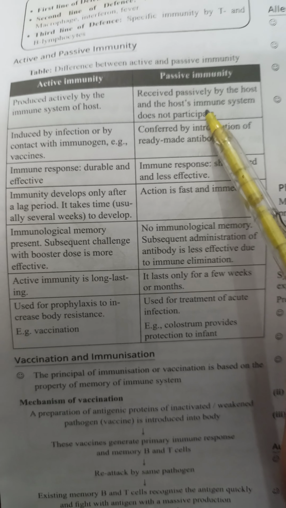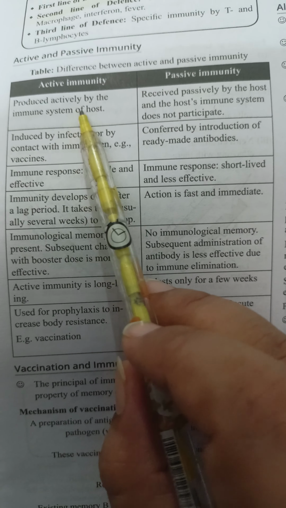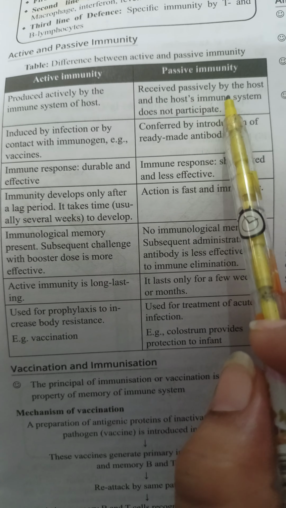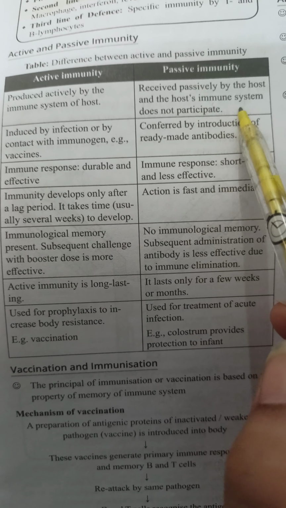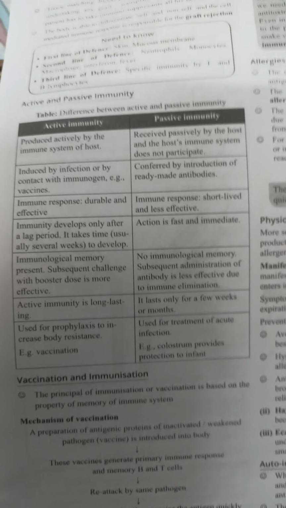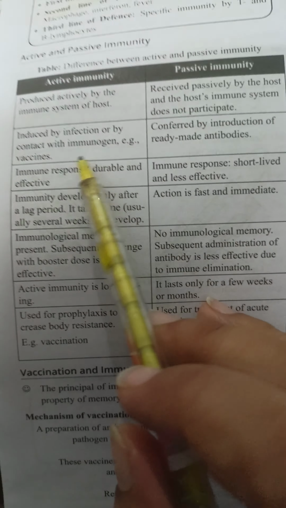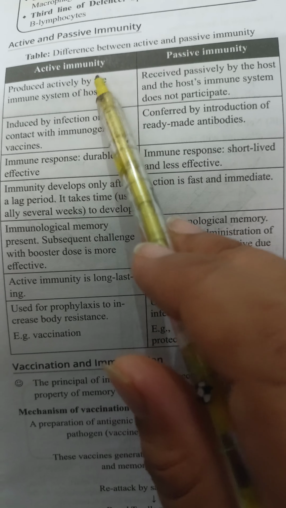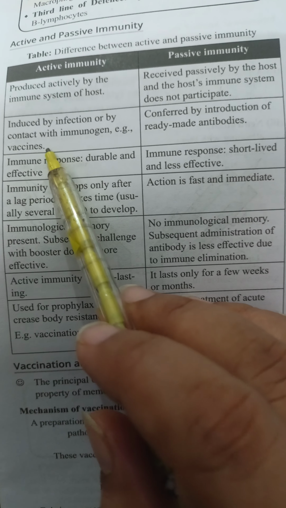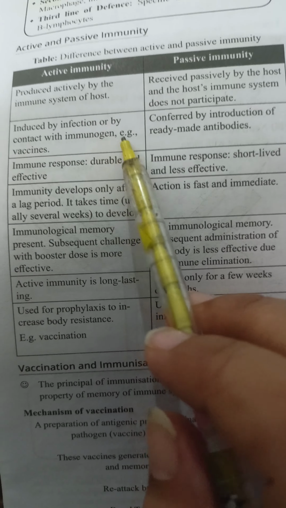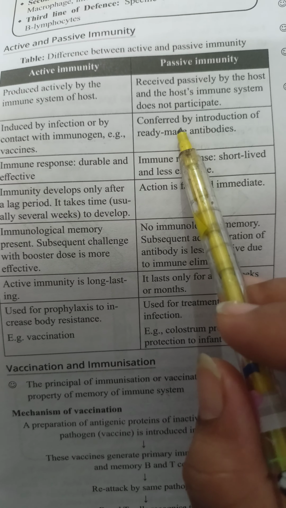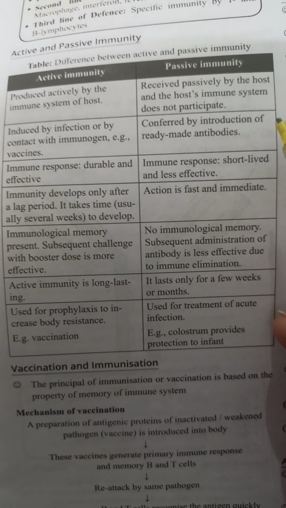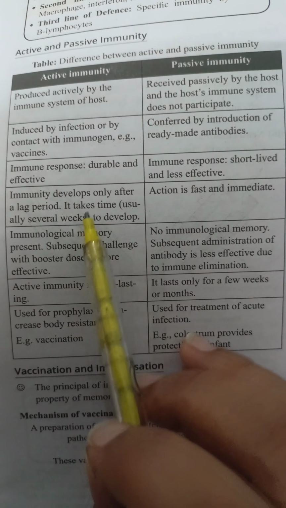Now, active and passive immunity. What is active and passive immunity? This is very important to know. Active immunity is actively produced by the immune system of the host, and passive immunity is passively received by the host, and the host immune system does not participate in it. It is taken from outside. Active immunity is induced by infection with the immunogen or vaccine, and passive immunity is induced by introduction of ready-made antibodies directly. Vaccines are not introduced; direct ready-made antibodies are given.